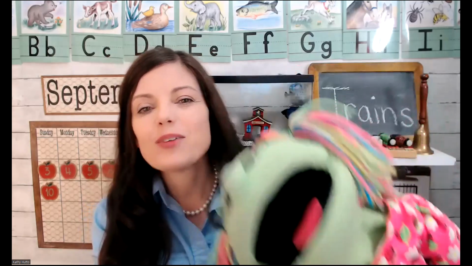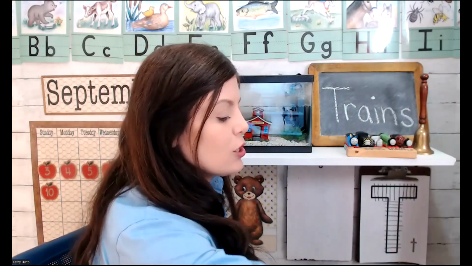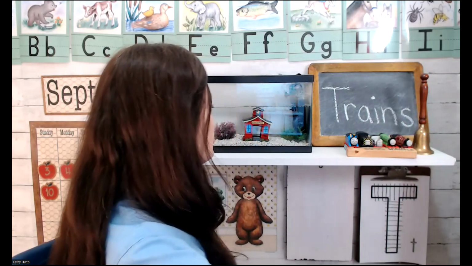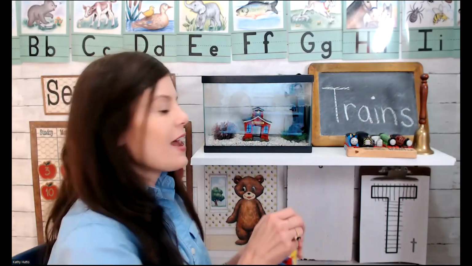Well, before we do that, though, we've got to do our class job. What is our class job? We've got to feed Fred, our pet fish. So, Sue, why don't you have a seat? And we'll feed Fred right now. And it looks like Fred has some friends on his shelf today. Hi, Fred.